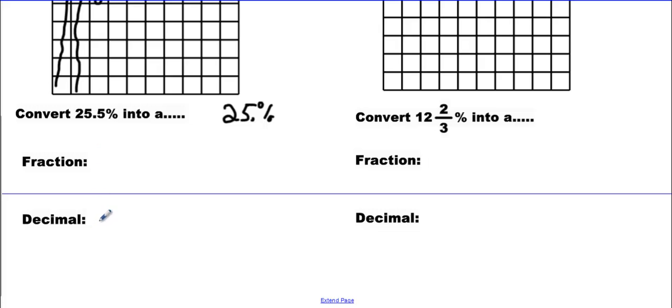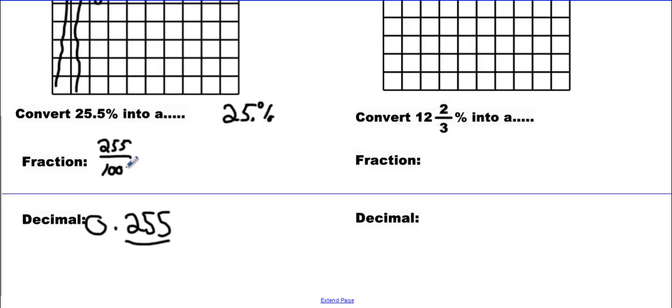So you're going to go 0.255. That's the decimal. Now what's the fraction? Well, once you've got the decimal, the fraction is simple. You take this number, you count tenths, hundredths, thousands, and you put it over 1,000.